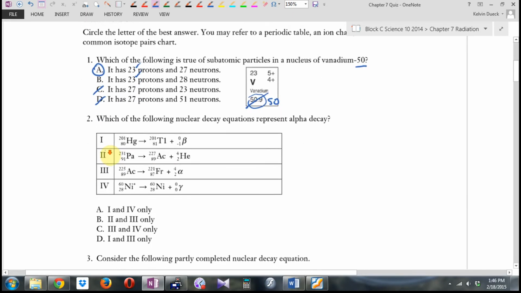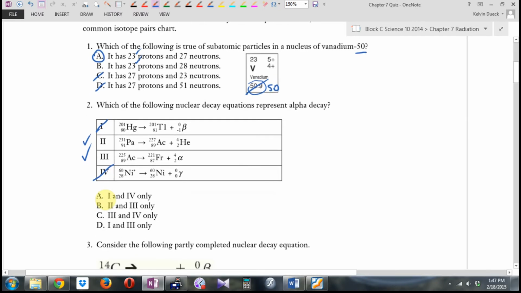So number 1 is A. Number 2, which of the following nuclear, did I unpause? I did, didn't I? Can't remember. Yeah. Which of the following represents alpha decay? No. Yes. Yes. No. They love to give you these chart kind of questions on the provincial. The best way to do it, don't even look down at the answers yet. Cross out which ones you know are wrong in the chart, and then you kind of scroll your eyes down and zoom out, and clearly the answer is B.